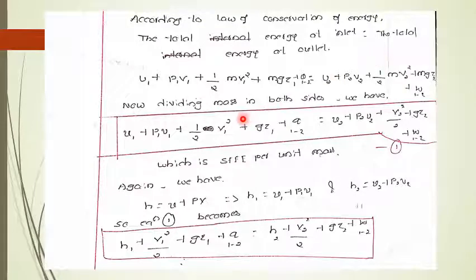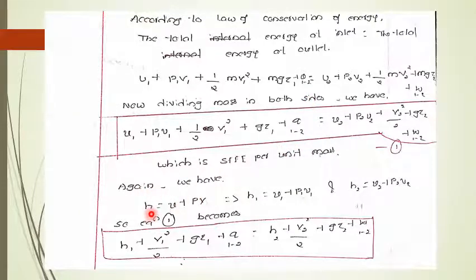Now, dividing by mass on both sides, the equation takes this form. U1 becomes specific internal energy, and wherever the m term is there, it will be absent, and the equation will come in this form. So this is the steady flow energy equation per unit mass. Remember, this is the steady flow energy equation per unit mass because we have divided by mass m on both sides.